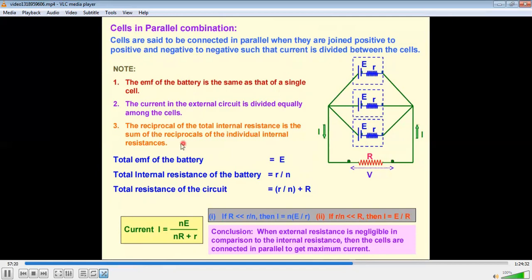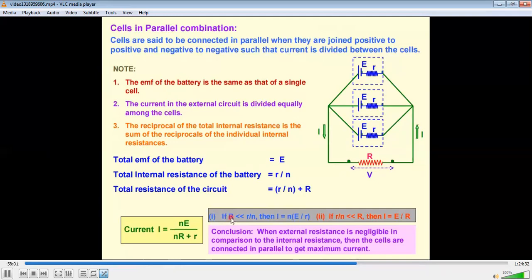So the equivalent resistance can be found with this. That means the total EMF of the battery is E, and the total internal resistance will be what? r by n. The total resistance of the circuit will be r by n plus R. So current can be found as I equals E divided by r by n plus R. If external resistance R is much greater than r by n, then we get higher current. If the internal resistance is much less than the external resistance, then we get I equals E divided by R.